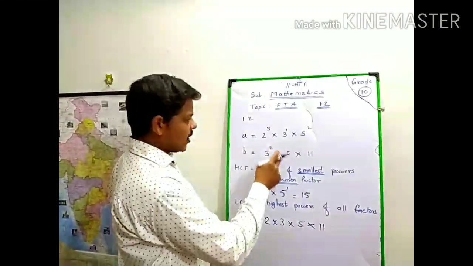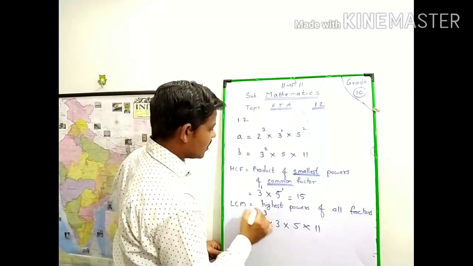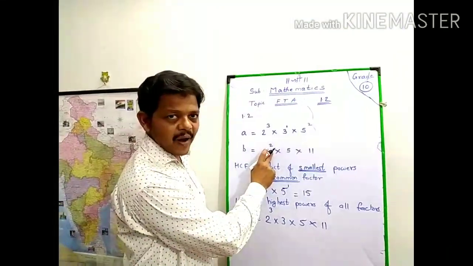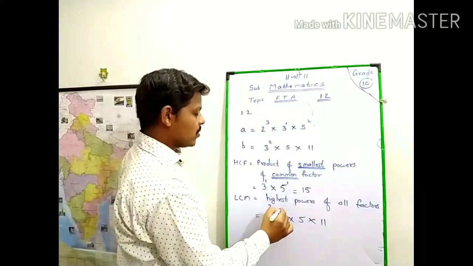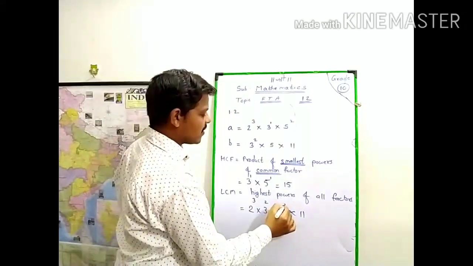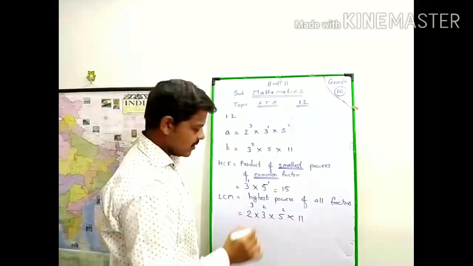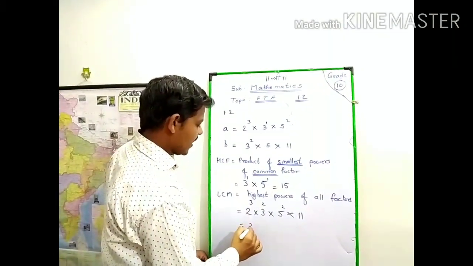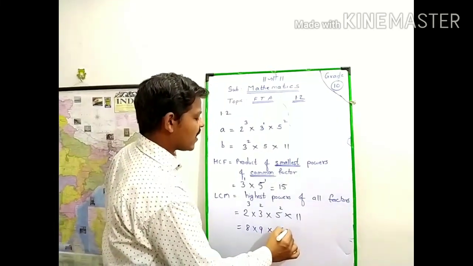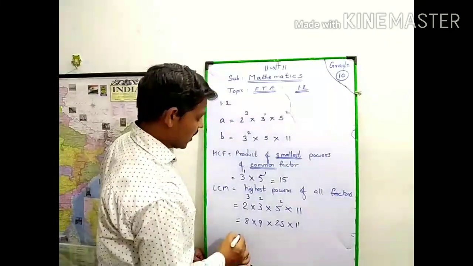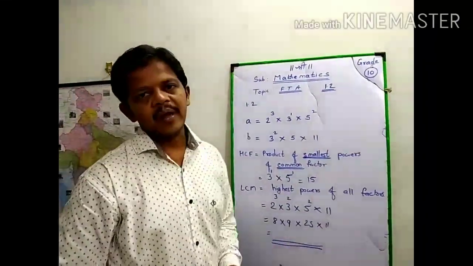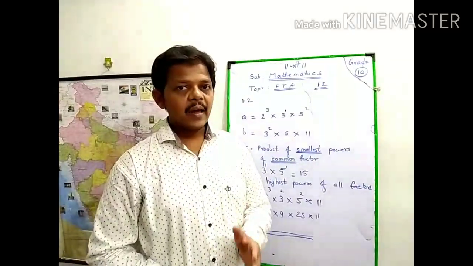What is the highest? Okay, 2 is only 1, with the highest power 3. 3 here is 1, here is 2. What should I take? Higher power. Obviously I will take 2. 5 is here 1, here 2. Obviously we will take the power of 5 as 2. Ultimately 11. So this becomes 8 into 9 into 25 into 11. Whatever would be your answer that you can find out, that would become the LCM.